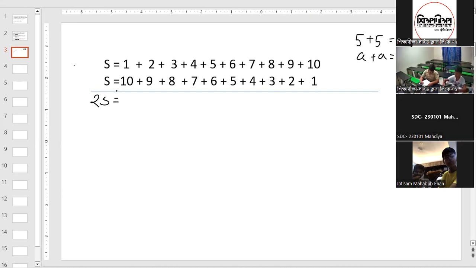And if we add them here, 10 plus 1, 11. 9 plus 2, 11. 8 plus 3, 11. Definitely 11, because you are increasing one side by 1 and decreasing the other by 1. So the sum of the numbers will be the same, right? In all these cases, the result will be 11. That is the Gauss method.